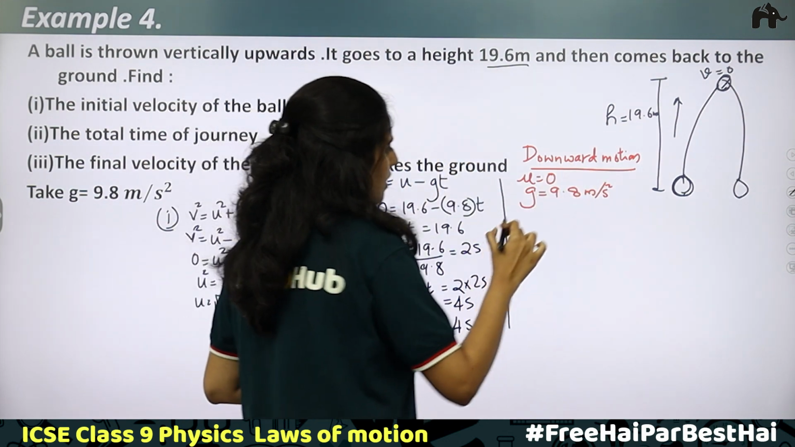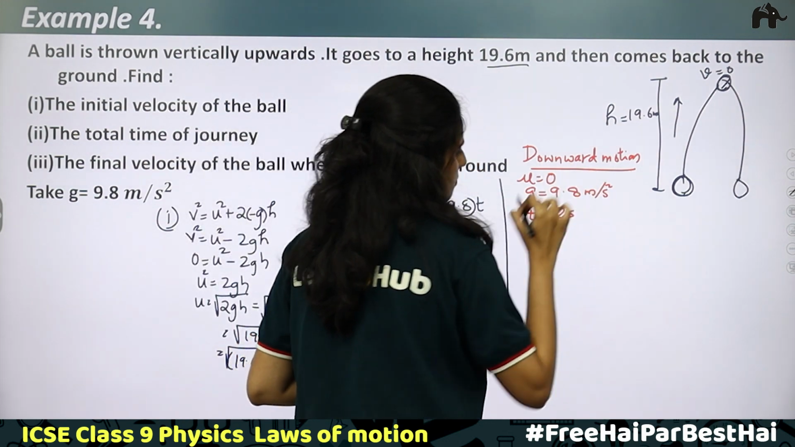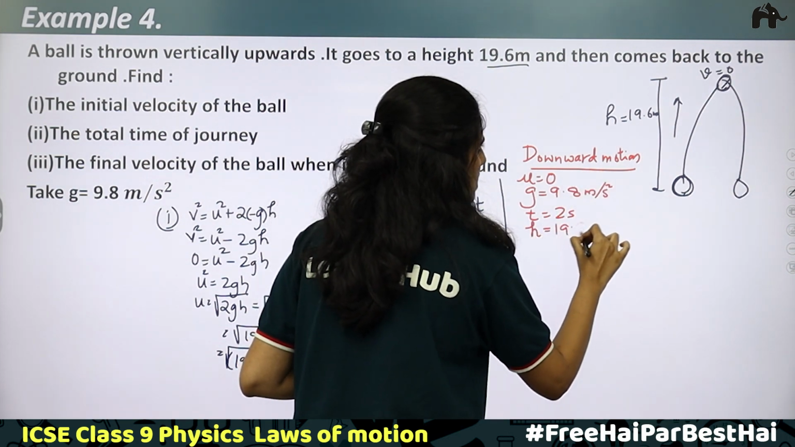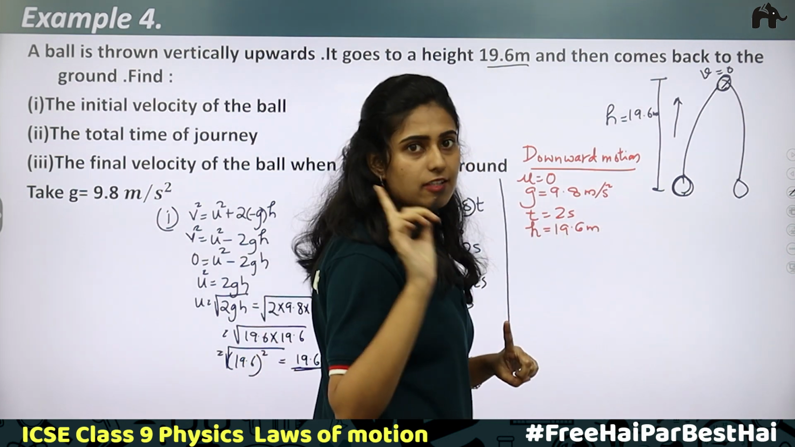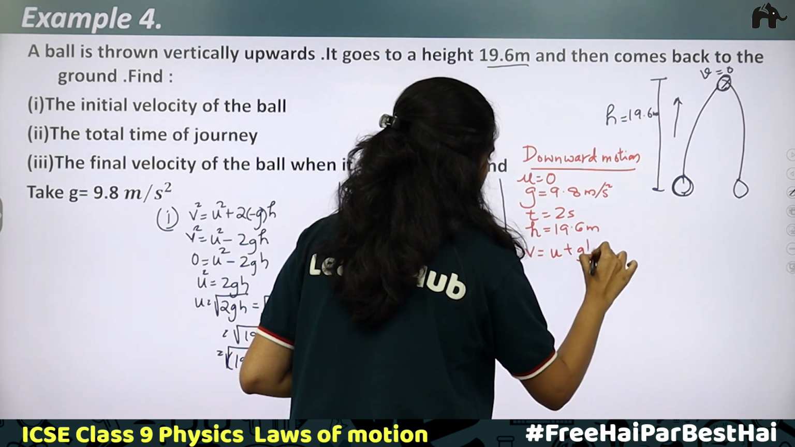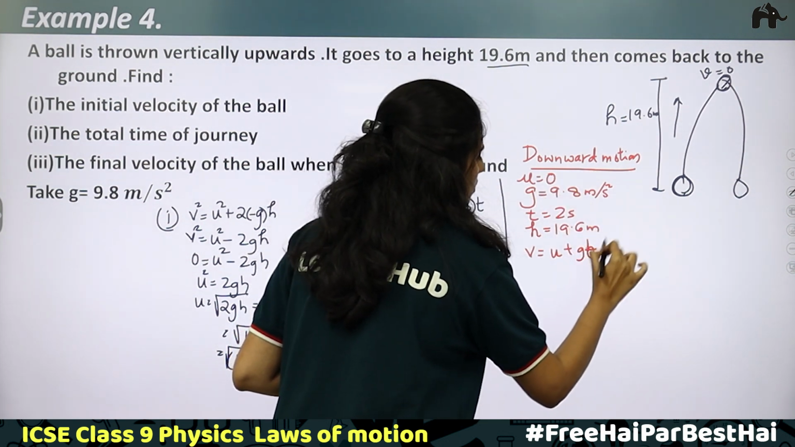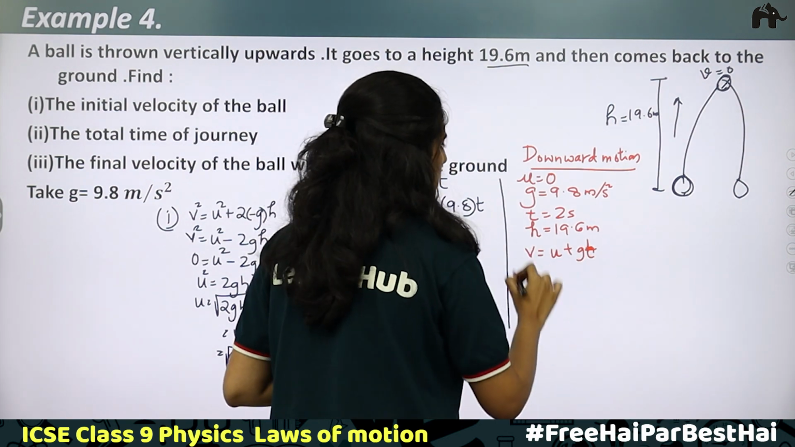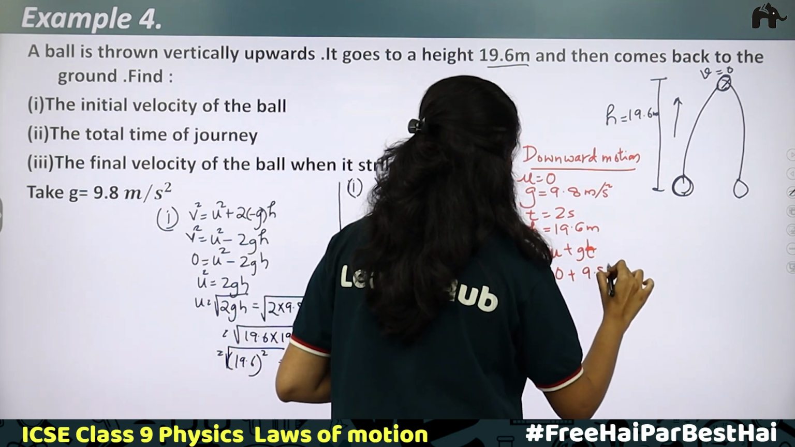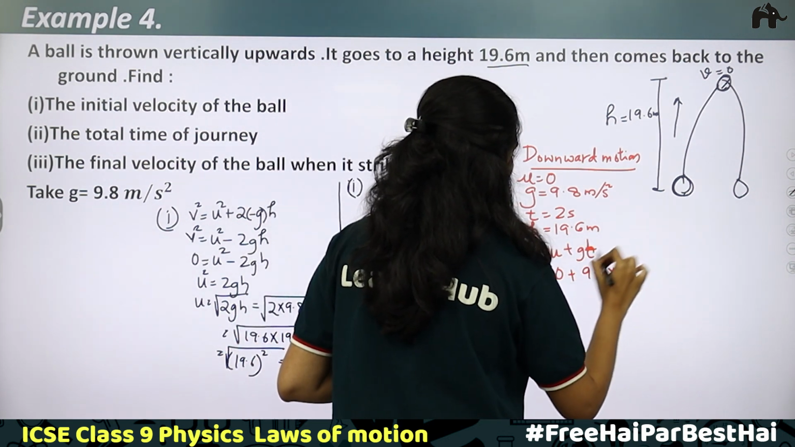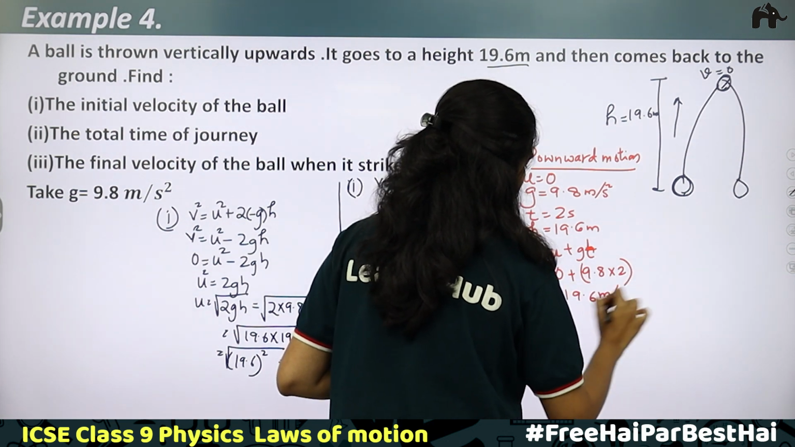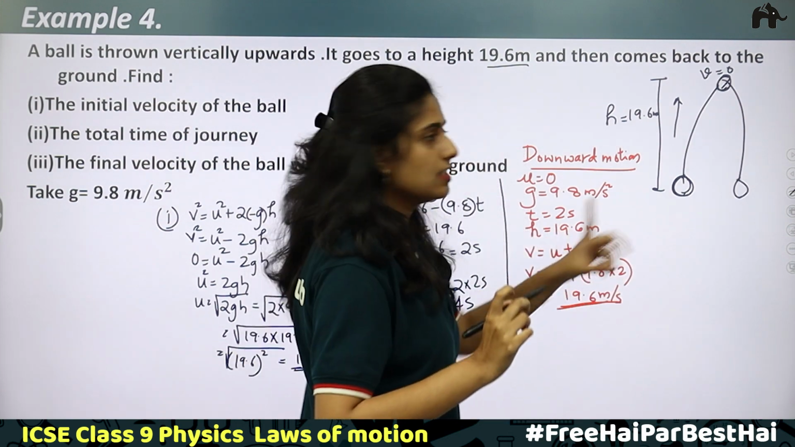Then, time taken will be 2 seconds. Total distance travelled, h, will be equal to 19.6 meters. We have to find the final velocity. Any of the equations we can use. V is equal to U plus GT, and V is equal to 0 plus 9.8 into time 2. That is 19.6 meter per second, which will be the final velocity when it touches the ground.